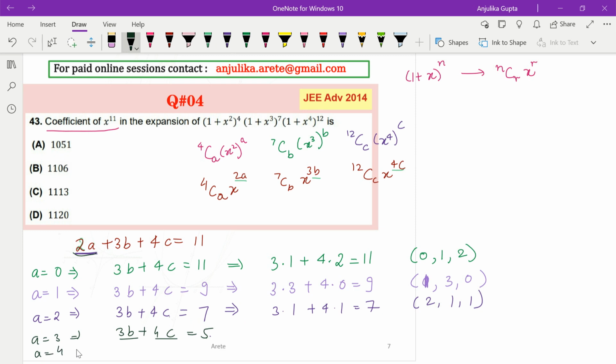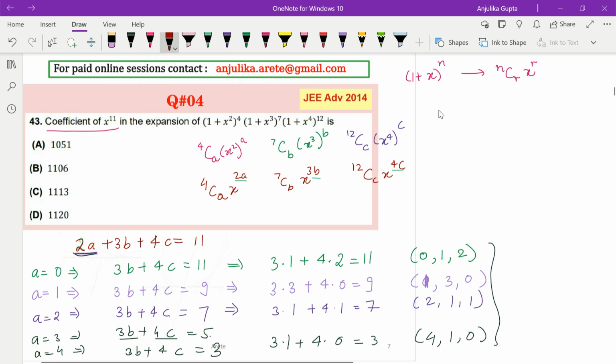Let's try for a is 4. If you try a is 4, this is 8. Let's subtract 8 on both sides. You get 3. Of course b can be 1, right? So let me just write again: 3 times 1 plus 4 times 0, that's 3. So you end up getting 4, 1 and 0. That's another solution. Now a is 5, of course it is not going to work because this is going to be 10 and you are not going to get 1 from anywhere else. So that's it, you are done. There are 4 solutions.